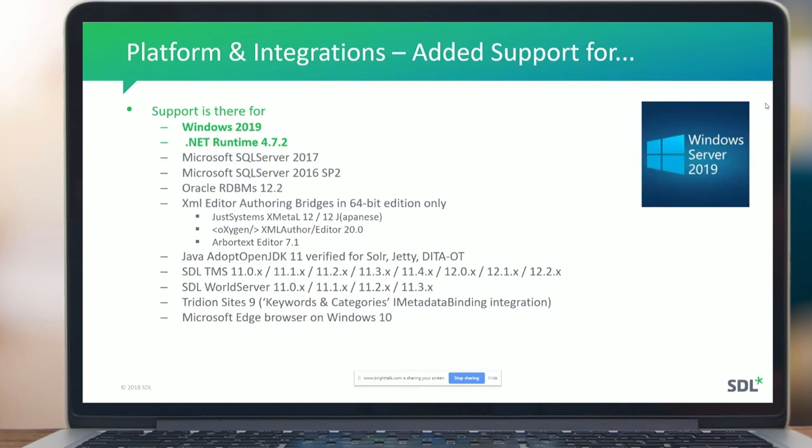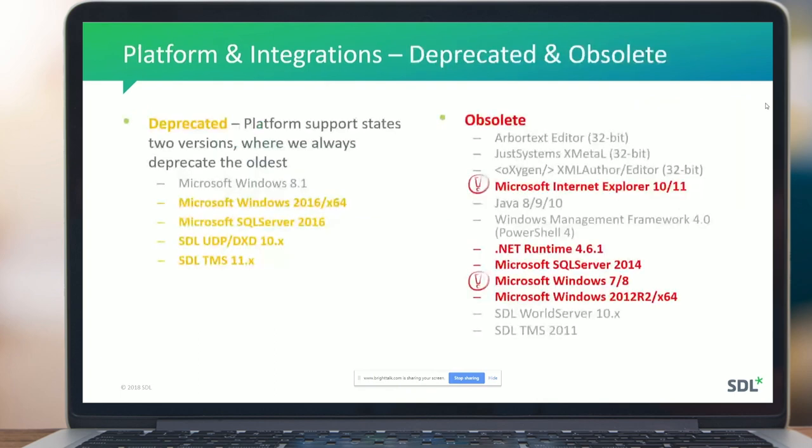Well, most of it is the same, so for your reference, but the green items are the ones to pay attention for. So we added Windows 2019 support, and we switched to .NET Runtime 4.7.2, which comes out of the box on Windows 2019. So that's not too difficult.